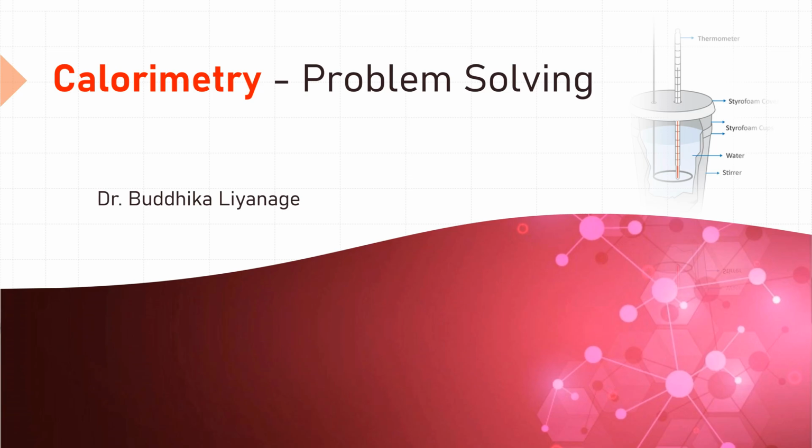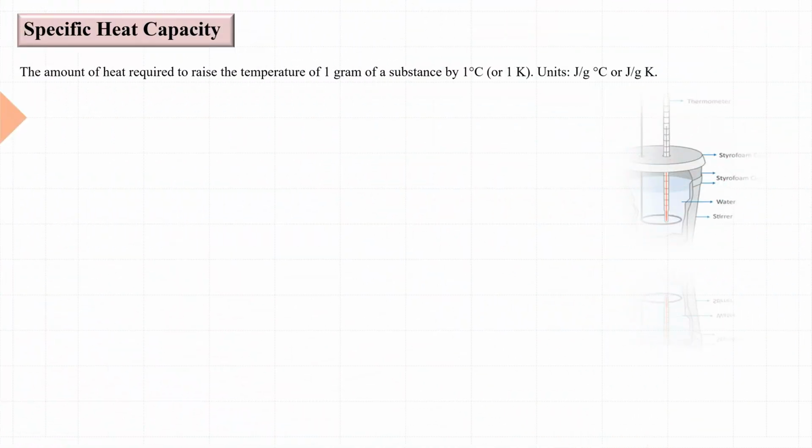Today I would like to talk about heat transfer in chemical reactions using calorimetry. Specific heat capacity. Specific heat capacity is the amount of heat required to raise the temperature of 1 gram of a substance by 1 degree Celsius. The units are joules per gram per degree Celsius, or if we use Kelvin units, joules per gram per Kelvin.